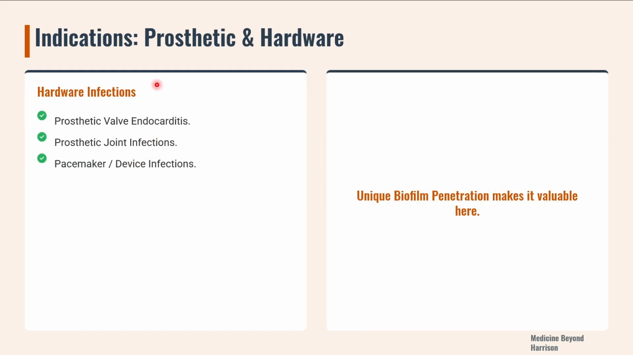Indications for prosthetics and hardware: prosthetic valve endocarditis, prosthetic joint infections, and pacemaker devices. Because of its ability to penetrate the biofilm, which makes it most valuable in these settings. So for pacemaker and device infections, prosthetic joint infections, and prosthetic valve endocarditis, rifampicin becomes the most useful drug.